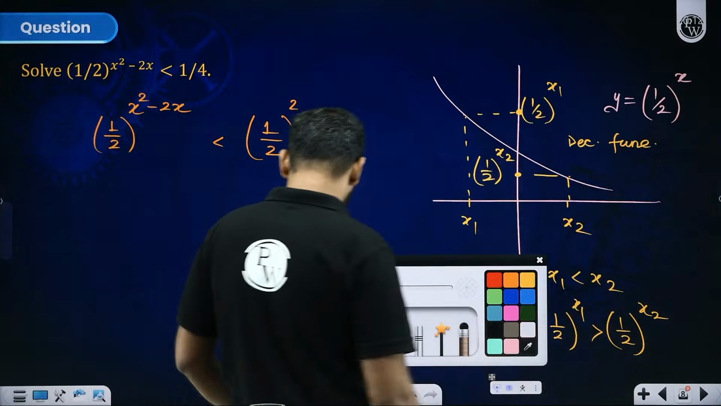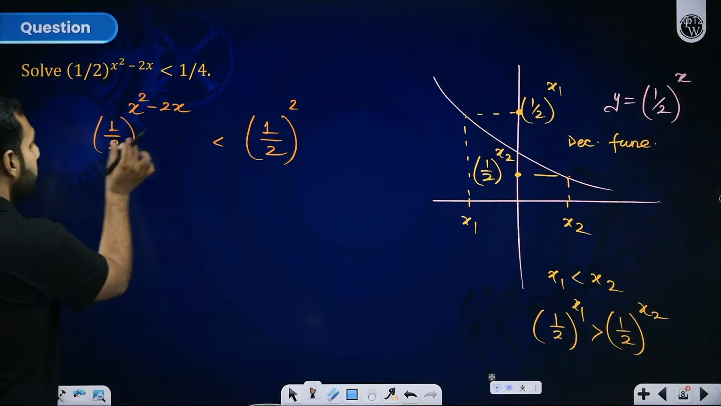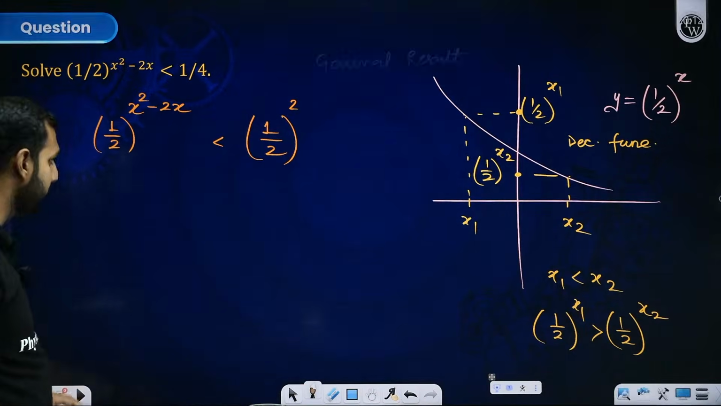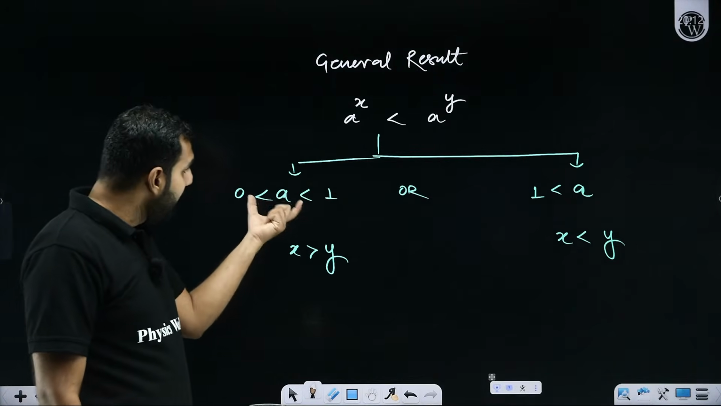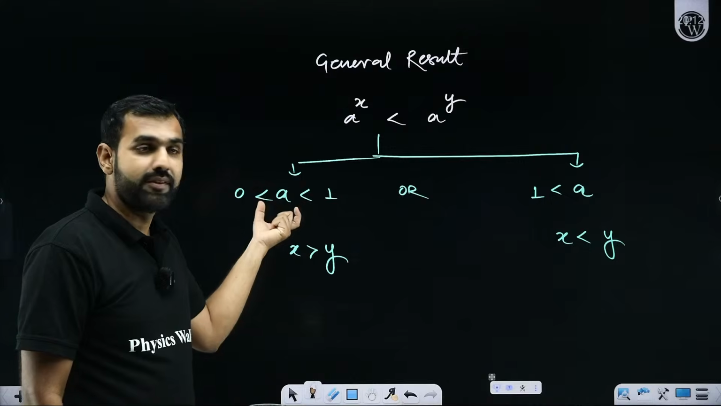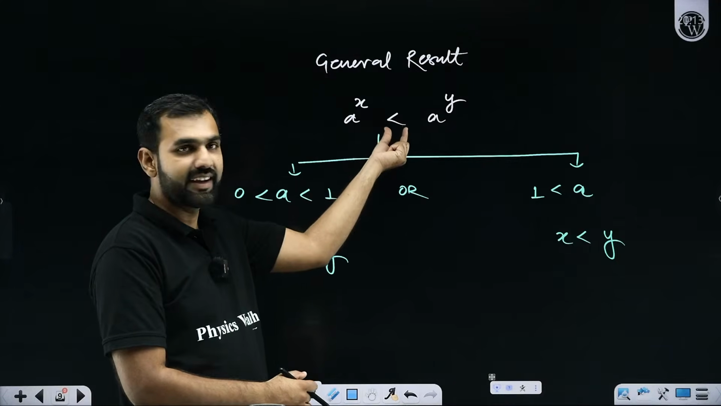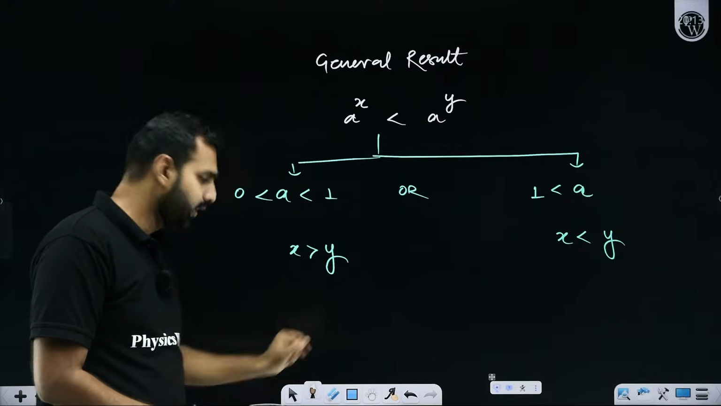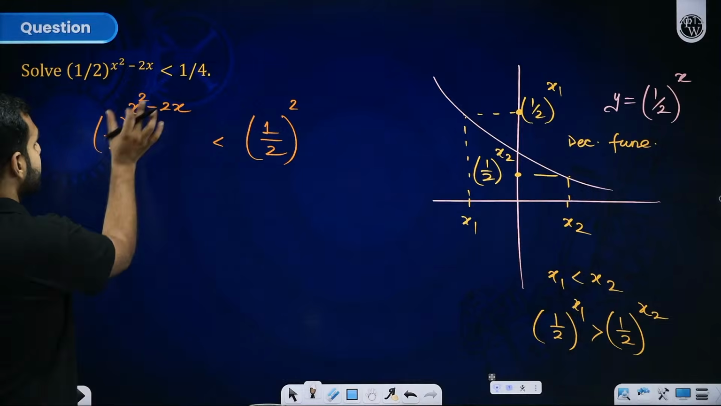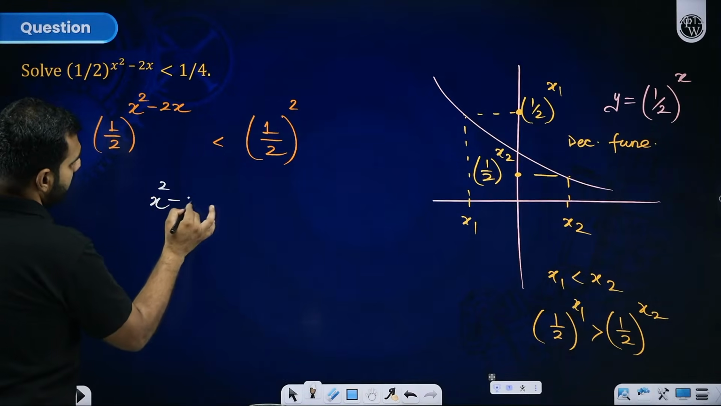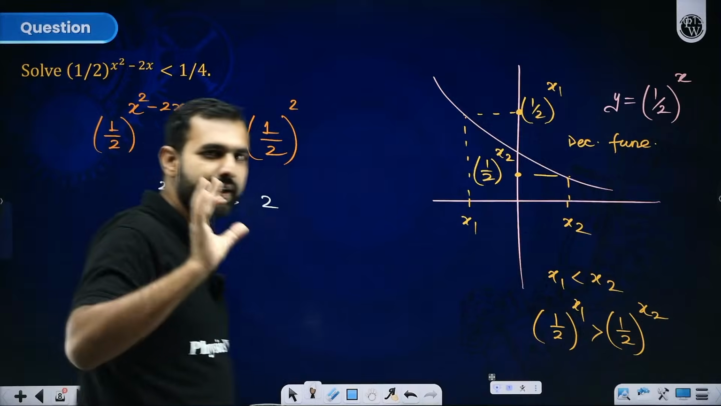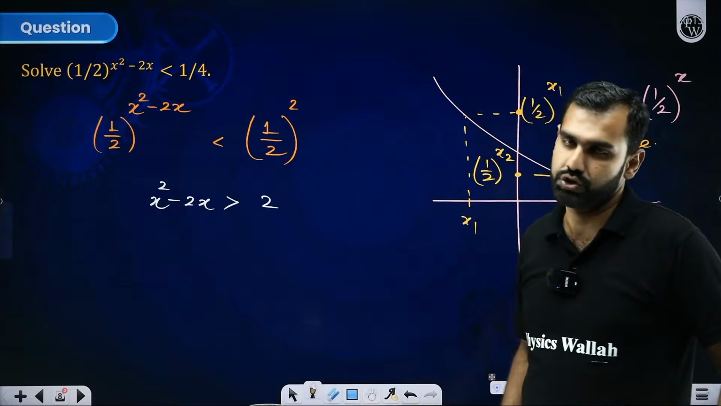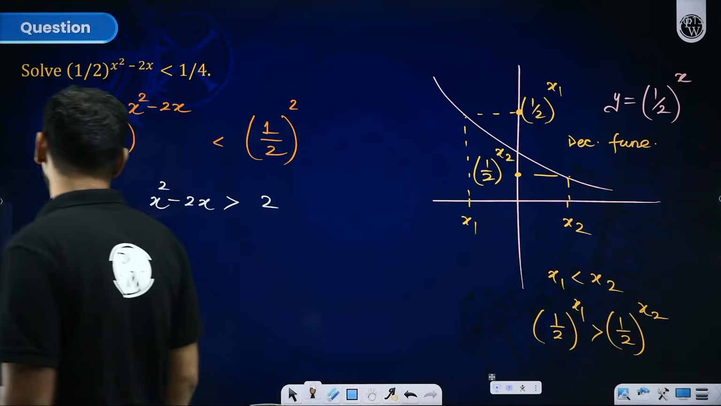Now with this, if I proceed with this question, the base 1 by 2 is between 0 to 1. So if the base is between 0 to 1, the sign swaps. Whatever the sign here is, that sign swaps. So here this relationship will become x square minus 2x, instead of less than, it will be greater than 2. Everybody got this? Everybody understood this? Or shall I repeat it? All the participants. Brilliant. Perfect.